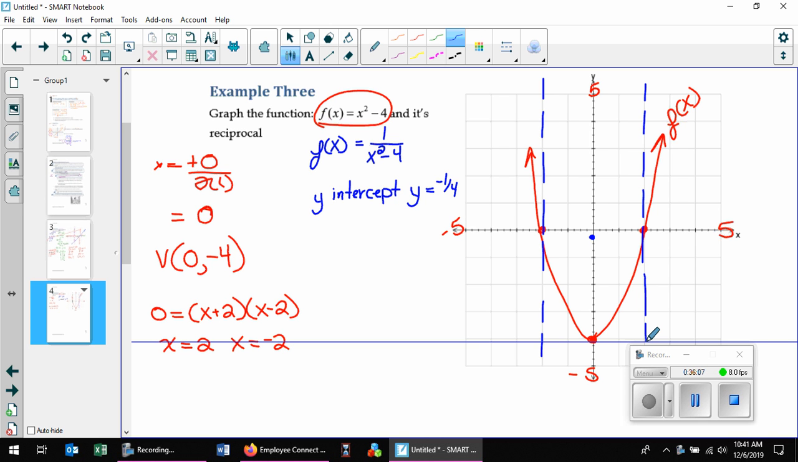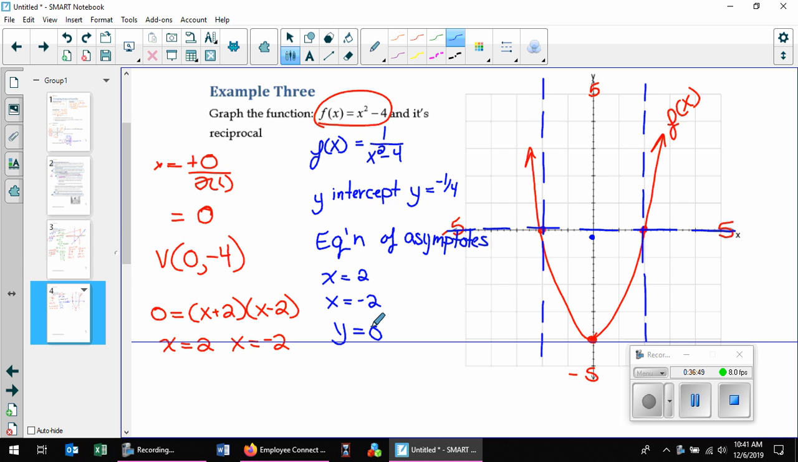Where's my horizontal asymptote? So y equals 0. So I asked for the equations of the asymptotes. It would be x equals 2, x equals -2, and y equals 0. You need all of them if I ask for what are the equations of the asymptotes. I didn't specifically say horizontal and vertical, so you have to give me both. Does that make sense to everybody?